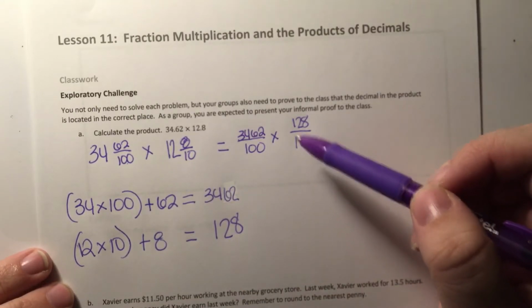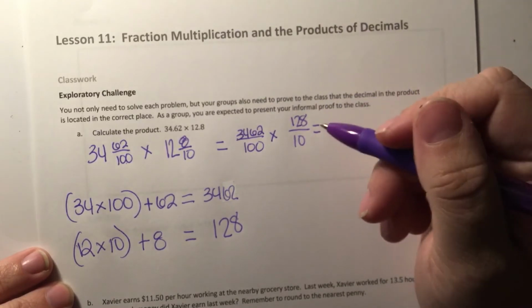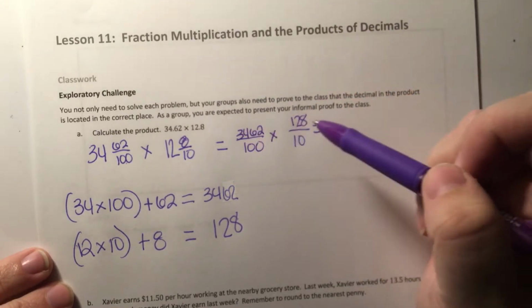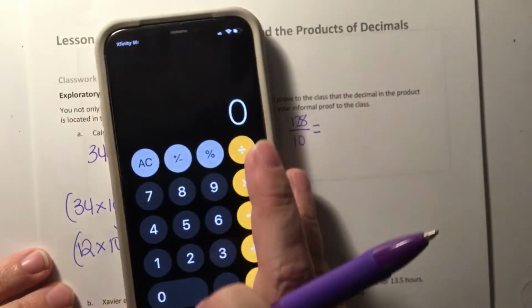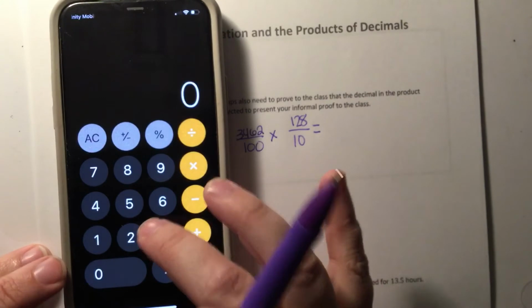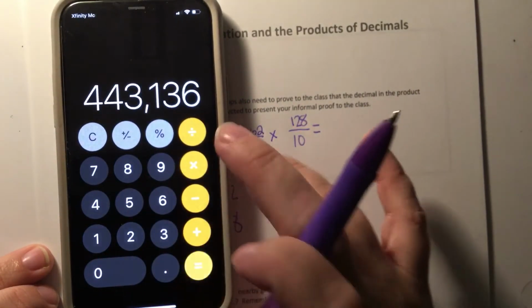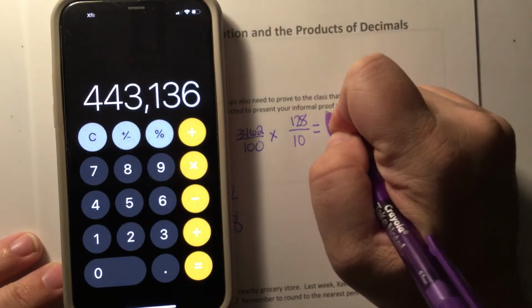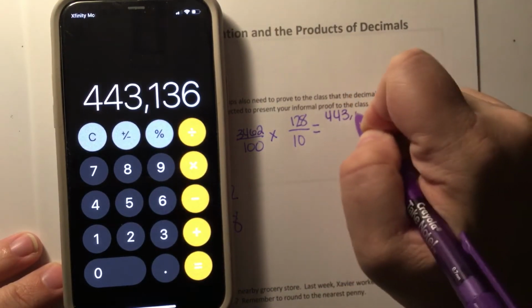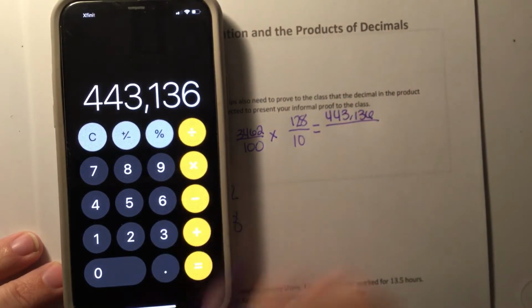So we have our mixed numbers. We convert them to improper fractions. Now we just go across the top and the bottom and we multiply. So 3,462 times 128. Ready? Go. No, we're going to get the calculator out, guys. I'm joking. Too early for that joke. 3,462 times 128. 433,136 over 100 times 10.